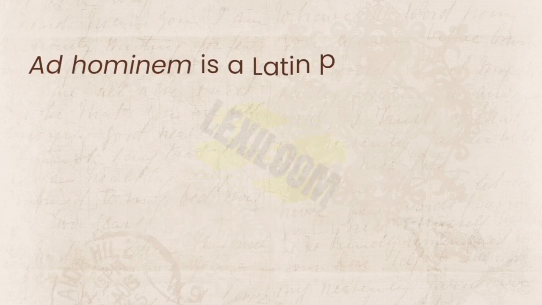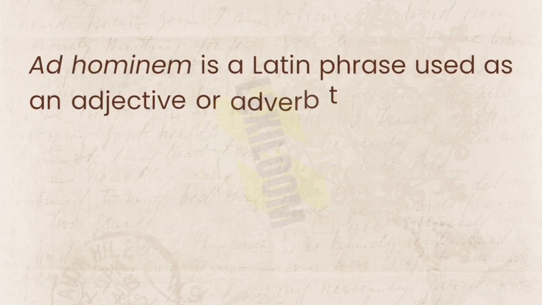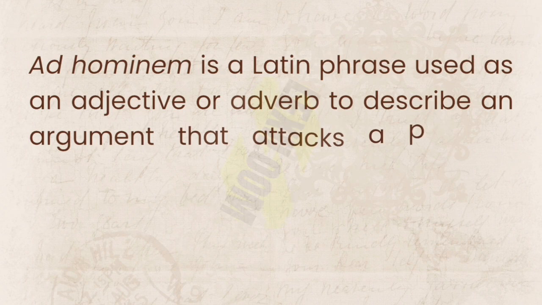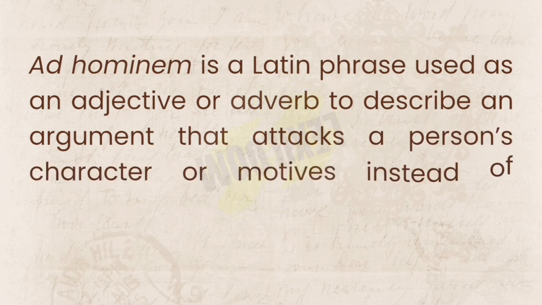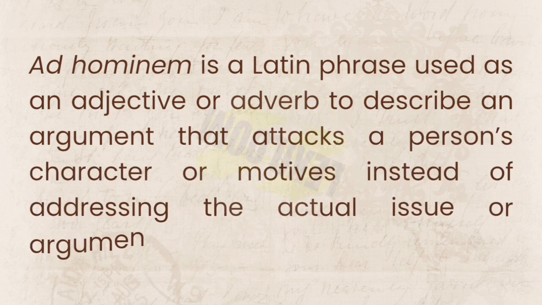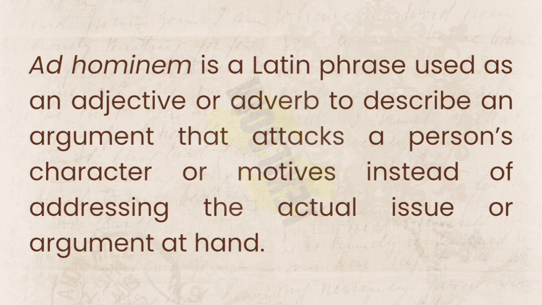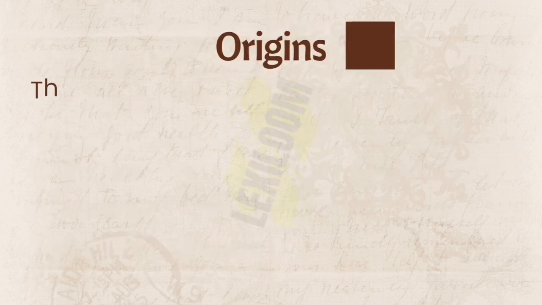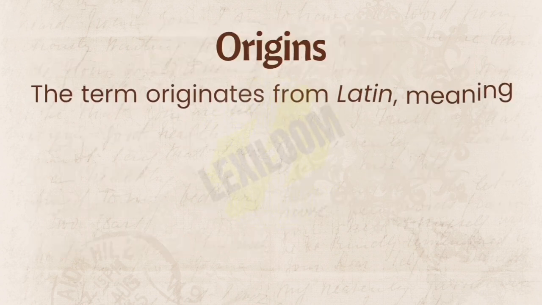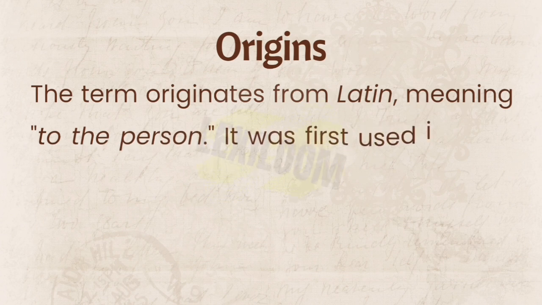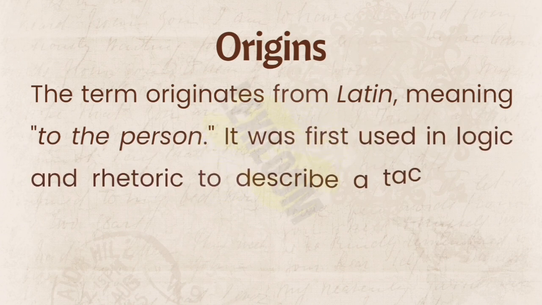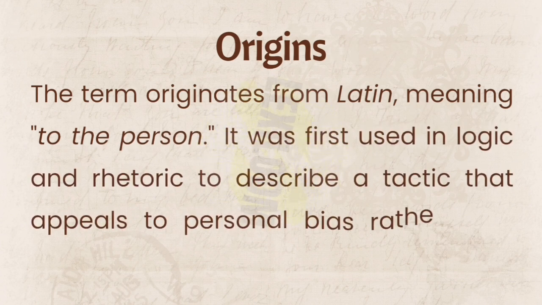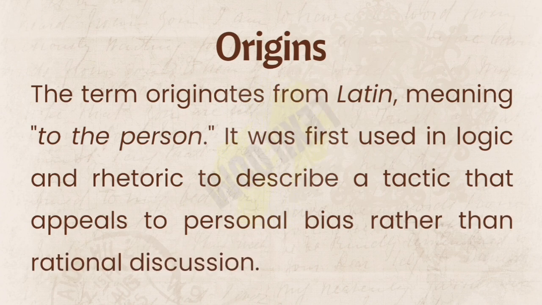Ad hominem is a Latin phrase used as an adjective or adverb to describe an argument that attacks a person's character or motives instead of addressing the actual issue or argument at hand. Its origins. The term originates from Latin, meaning "to the person." It was first used in logic and rhetoric to describe a tactic that appeals to personal bias rather than rational discussion.